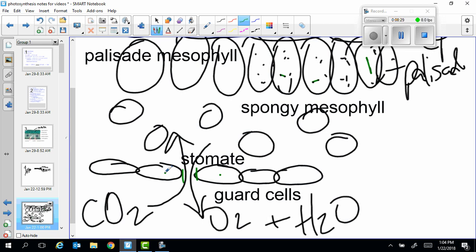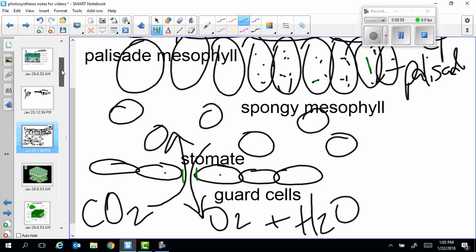But instead, if the conditions are really dry and the environment has a really low water potential, then those cells are going to start losing too much water. And so to prevent the cell from losing too much water, the guard cells will actually close, which means that as they lose water, they dehydrate, they come closer together, and now the stomate is closed and the plant doesn't lose as much water.